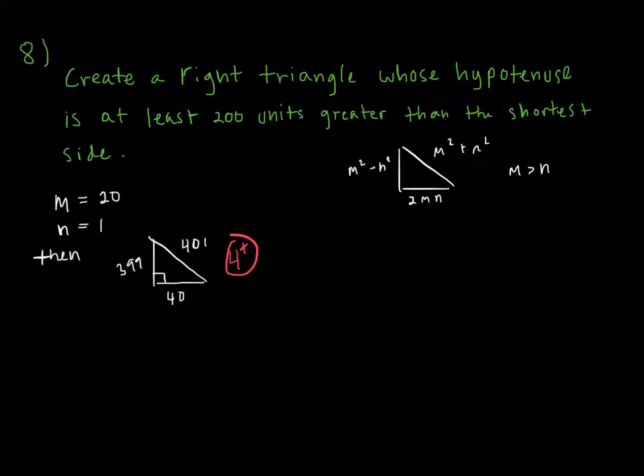So I know that if I have a very small n value, like 1 or 2, then this won't get too big. So I need to make m big enough that this is going to be a pretty big value, but n small enough that this will be at least 200 units less than my hypotenuse. So I chose 21, and that happened to work out. I get 401, 399, and 40, and that's a right triangle, since I've already proven that these form the side lengths of a right triangle.